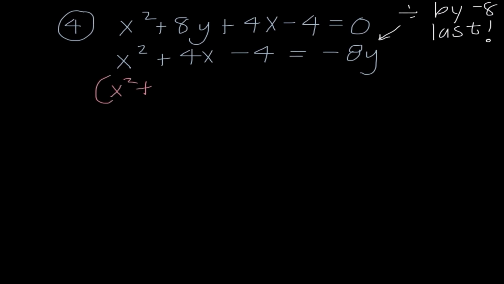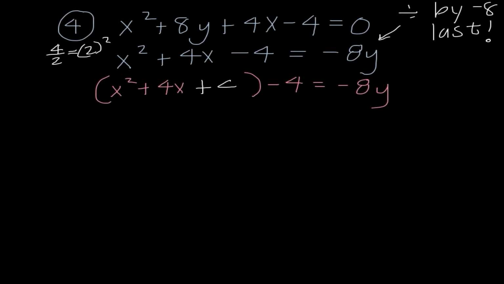So I'm grouping my x's together. And I need to figure out what I should add to make this a perfect square trinomial. It's nice because my leading coefficient is 1, so I don't need to factor anything out. So I'm just going to take 4, divide it by 2, and square it. So I'm adding 4, which means I'm adding 4 to the other side as well to balance that equation.